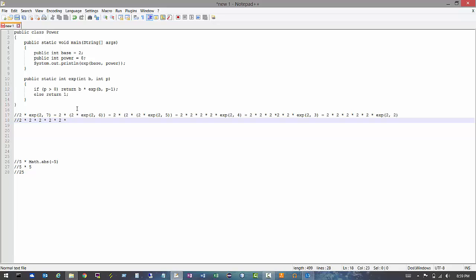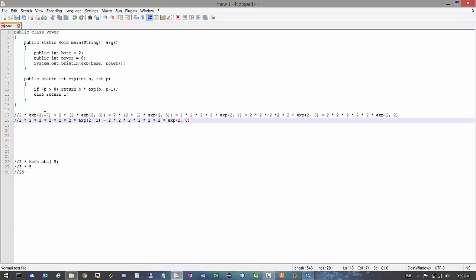2, which is now p, is greater than 0, so we return 2 times exp of the base, p minus 1 is 1. That's going to give us 2 times 2 times 2 times 2, 1, 2, 3, 4, times 2 times 2 times exp of 2 comma 0.